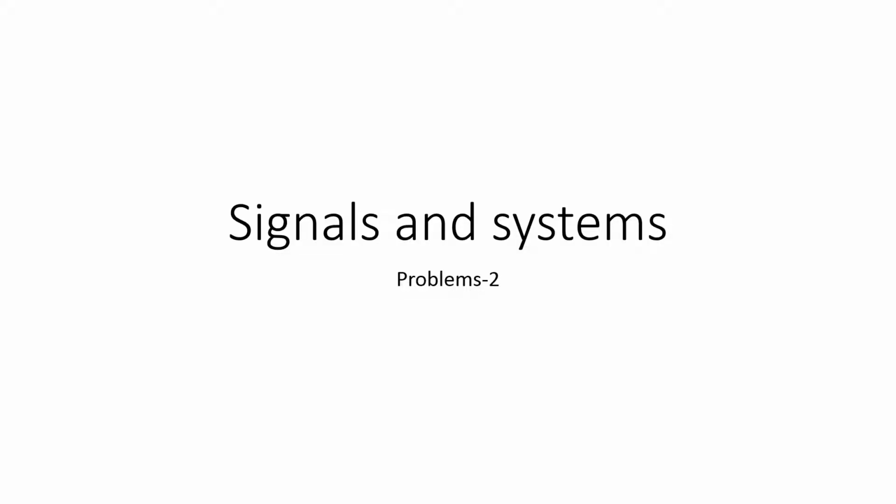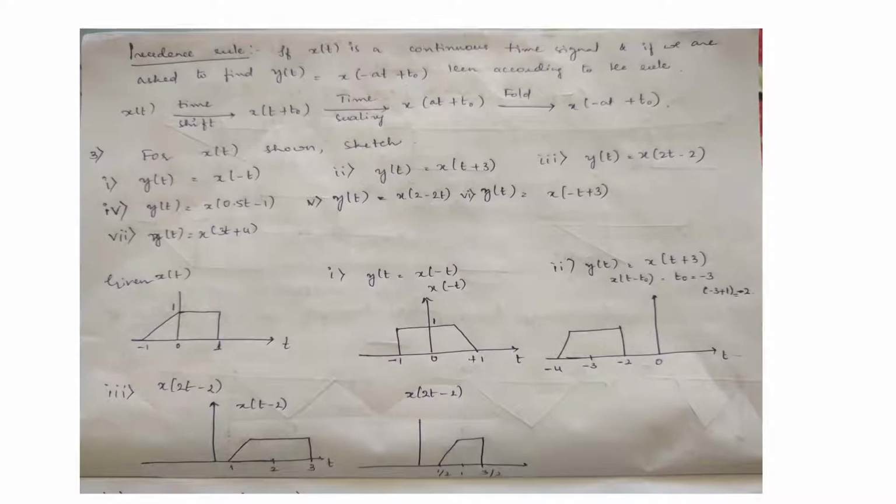Today we are going to discuss some of the problems on signals and systems. First we are going to study the precedence rule. If x of t is a continuous time signal and we are asked to find y of t equal to x of minus at plus t naught, then according to the precedence rule, initially we have to do time shift, then time scaling, then time reversal or fold.